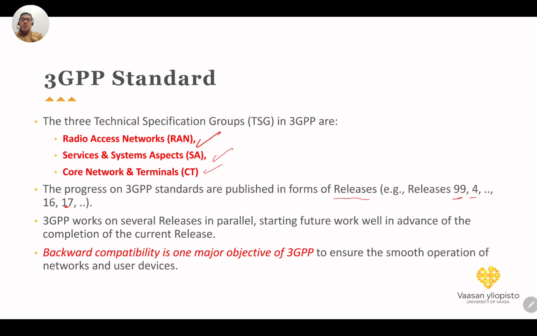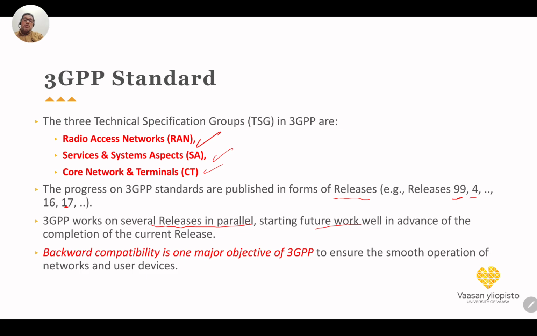The work on those releases is actually, as I said, in parallel. So future work starts in advance of the completion of the current release. Even now, as I said, they are still working on the fifth generation, but they are already starting discussions about how 6G will be, and what the specifications and requirements for 6G are.